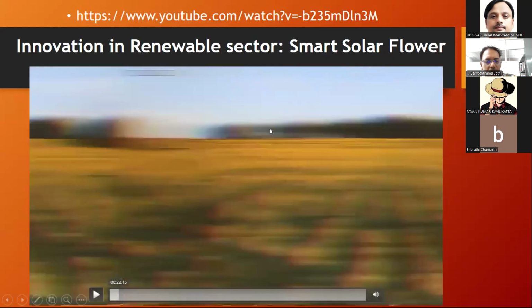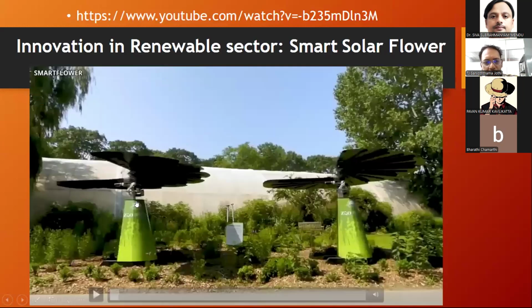See, this is a very new idea from somewhere in the Netherlands. They have used the idea of a sunflower. Present solar panels don't have the technology for tracking, so they developed devices which spread leaf patterns and directly track the sunlight. In this way, the energy harnessing by these smart solar flowers will be maximum.